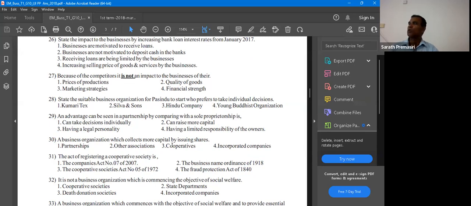Incorporated companies. Cooperatives are unable to issue shares. Other associations are unable to issue shares. Partnerships are unable to issue shares.